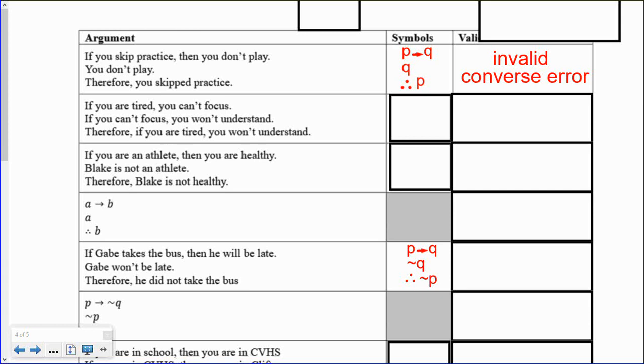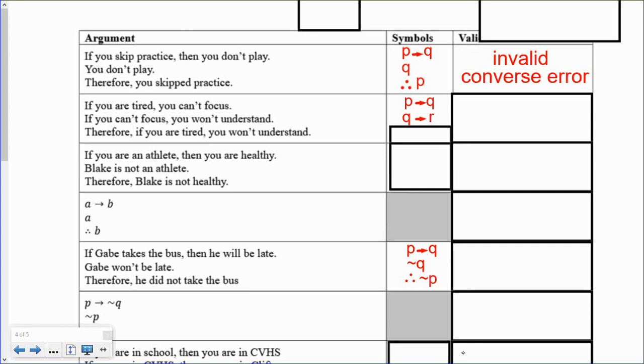How do I always start? P to Q. So this is going to be P to Q. So you're going to start with that. If you are tired, then you can't focus. And then the next statement says, if you can't focus, then you won't understand. R, yeah, when you create a new idea, we're just going to call it R. We have Q to R now.